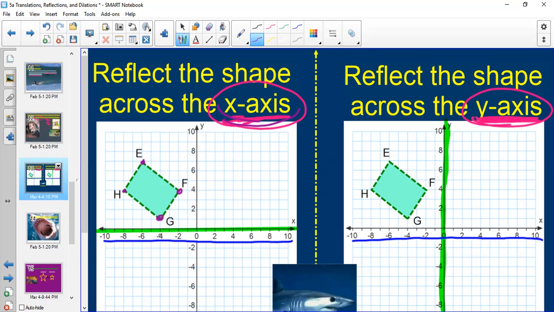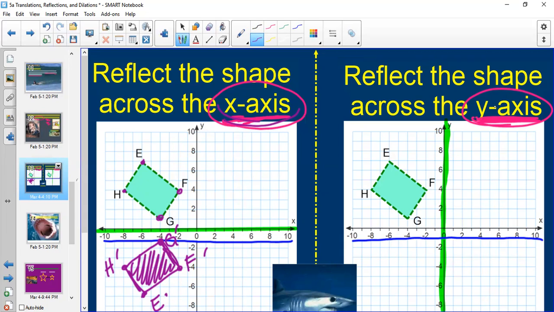So G was 1 up, G prime is going to be 1 down. F was 4 up, so F prime is going to be 4 down. Same with H. H was 4 up, so H prime, stay on that up and down line, is going to be 4 down. And E was 7 up, it needs to go 7 down. In the end, I should have 2 congruent shapes. Same size, same shape. If you do, it's usually a good sign.